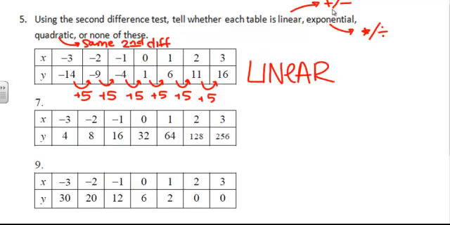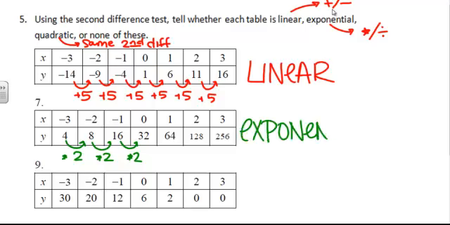So remember, exponential, you're multiplying. And hopefully you already noticed this, but if you do 4 times 2, you get 8. If you do 8 times 2, you get 16. 16 times 2, you get 32. And the pattern continues all the way down. So this has to be exponential.